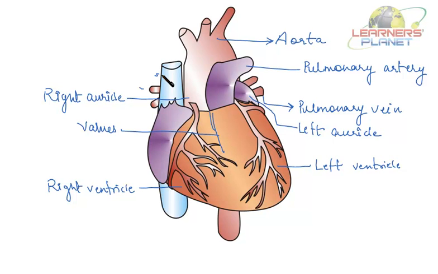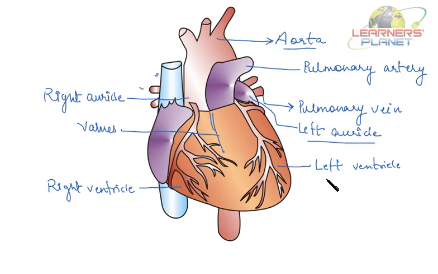Now aorta here means it actually carries blood to different parts of the body. Pulmonary artery over here also has some function. So we are discussing the functions of all these labelings which we have done. Aorta carries blood to different parts of the body. Pulmonary artery takes blood to the lungs for oxygenation, whereas pulmonary vein brings back the oxygen-rich blood from the lungs and it pours into the left auricle.